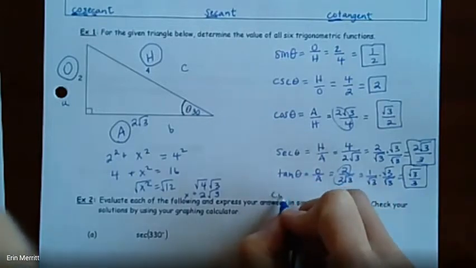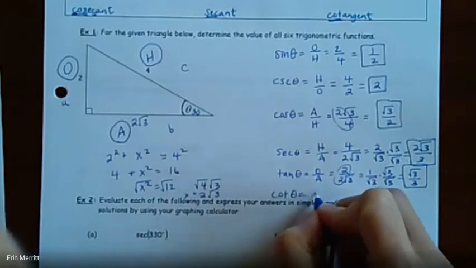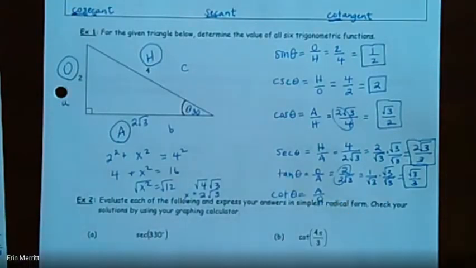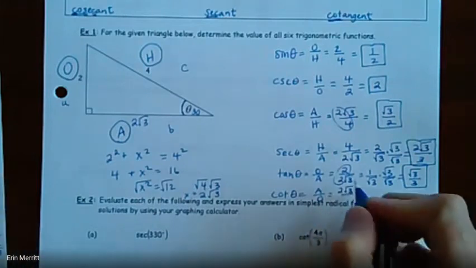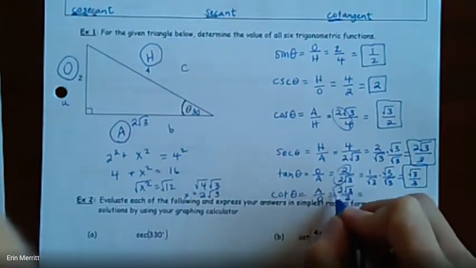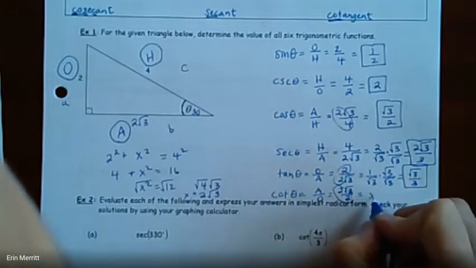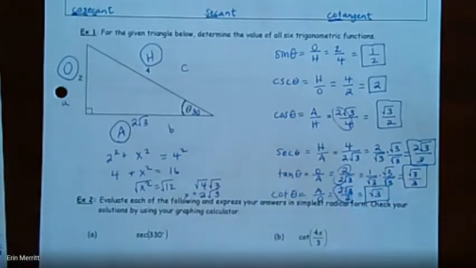And then last one, cotangent. That's the one that's the most fun to say. So flip it over. You would get 2 radical 3, and then over 2. The 2's would simply simplify out, and you just get radical 3. So there's your 6 trig functions.